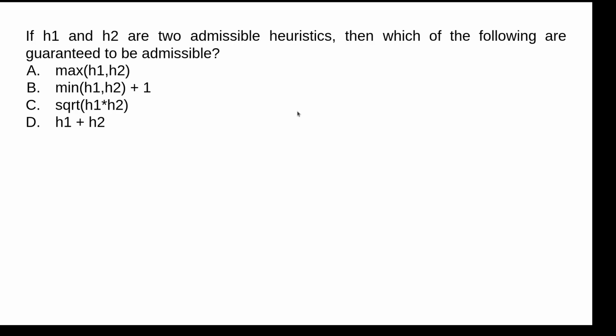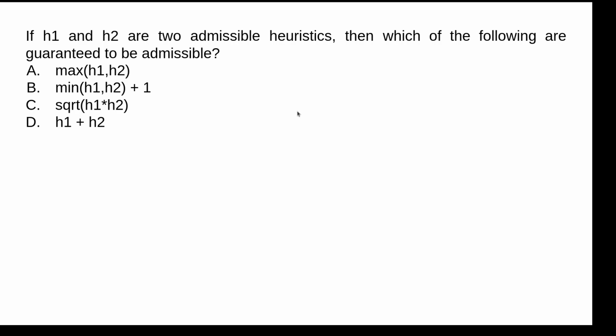If we do the sum of h1 plus h2, no, we cannot guarantee the sum would lead to admissibility, because if we do the sum, let's say it was 4 and 5, and the real-world value is 6. 5 is less than 6, that's fine. 4 is less than 6, that's also fine. Both are satisfying individually. But if we do the plus, which is 4 plus 5 is 9. 9 is not less than 6, right? So this property is being lost here.